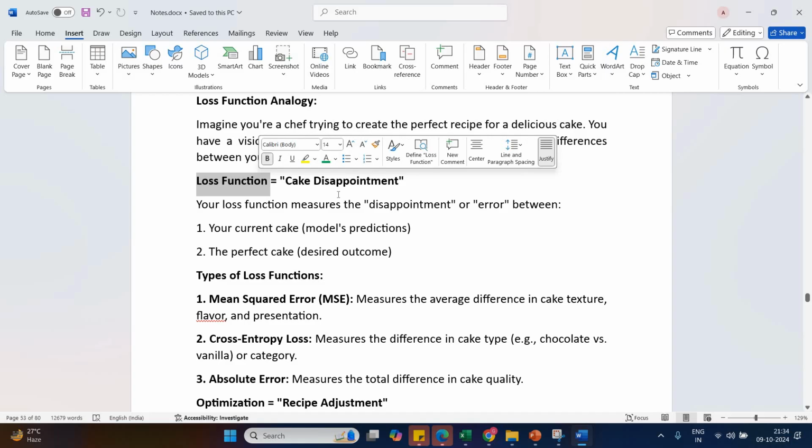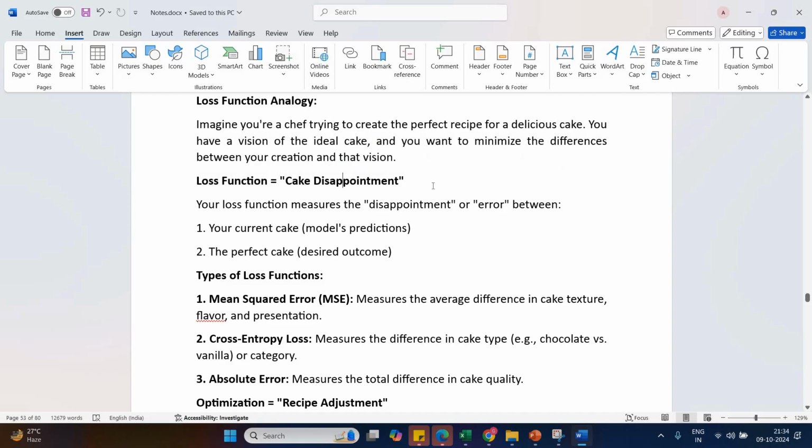If we talk about the loss function, then it will be the cake disappointment. I mean, after actually preparing the cake, how much you are disappointed. You were thinking of some other kind of cake, some cake which is really awesome, but you were disappointed after making it, because you didn't even get closer to the cake which you wanted to make, right? So you can consider that the level of disappointment is the loss function.